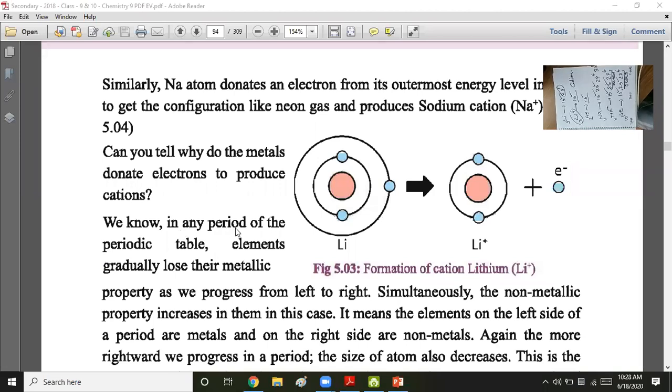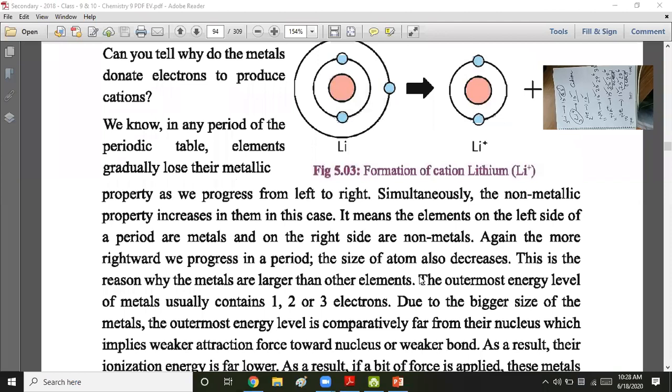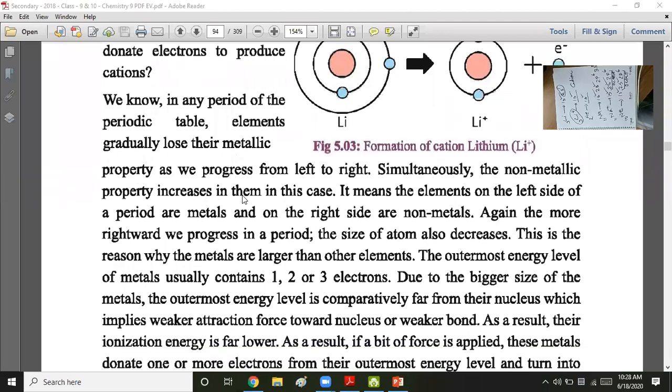We know that in any period of the periodic table, elements gradually lose their metallic property as we progress from left to right. Simultaneously, their non-metallic property increases. It means the elements on the left side of a period are metals, and on the right side are non-metals. Again, the further right we progress in a period, the more the size of the atom decreases. So I have to explain this topic to you.